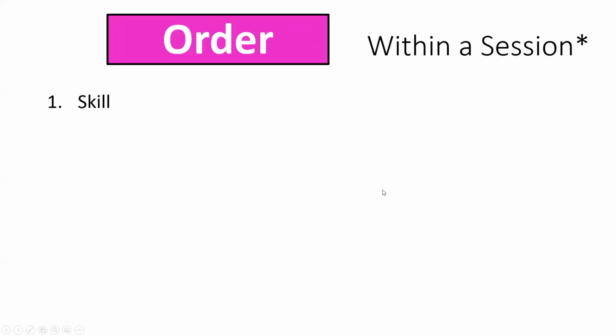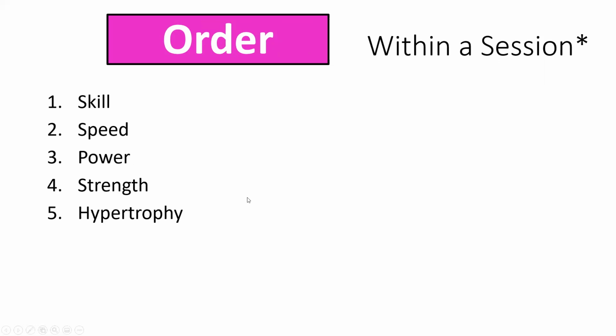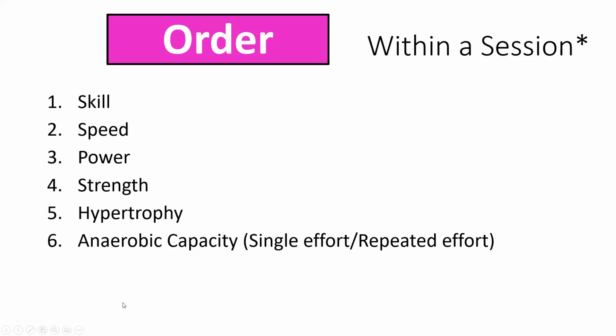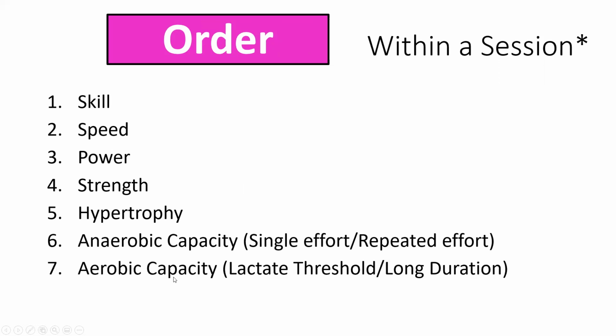Okay, so within a session, first thing you should do, skill-based activity. That is the most neurologically fatiguing, and we want to be the freshest when we're engaging in this activity. The next is speed. Similarly, we want to be as fresh as possible to move as fast as possible. If you're fatigued, you will slow down. If you slow down, that is not improving your speed capabilities. Similarly with power, then strength, hypertrophy, anaerobic capacities, and aerobic capacities last.